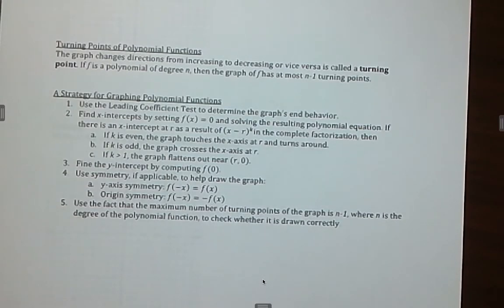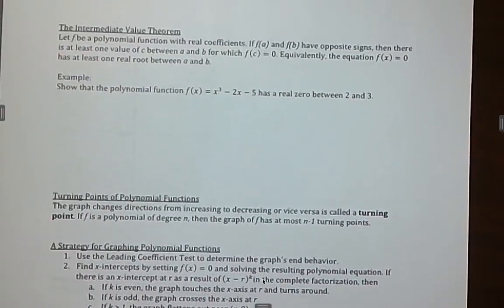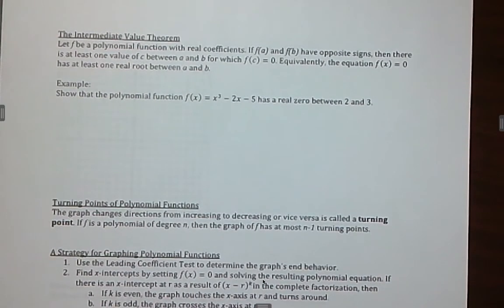Alright. The next part is just kind of a test. It's called the intermediate value theorem. It says let f be a polynomial function with real coefficients. If f of a and f of b have opposite signs, then there is at least one value of c between a and b for which f of c equals 0.